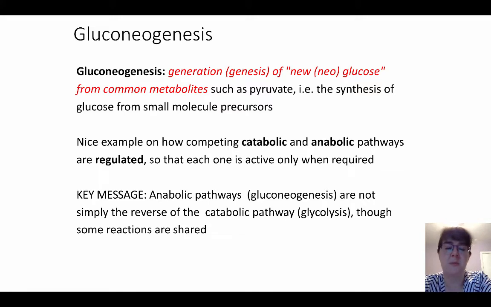The main thing to remember here is that your anabolic pathway is not just the reverse. So while there were 10 steps in glycolysis, we're going to see that a lot of those enzymes are still used by gluconeogenesis, but not all of them. So it's not just a reverse of all of those pathways.